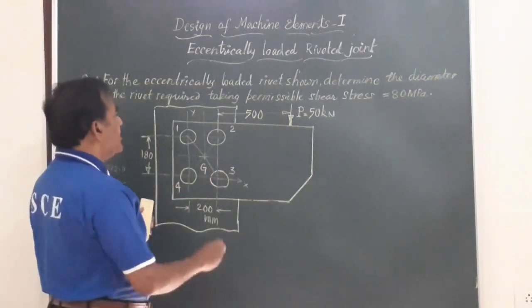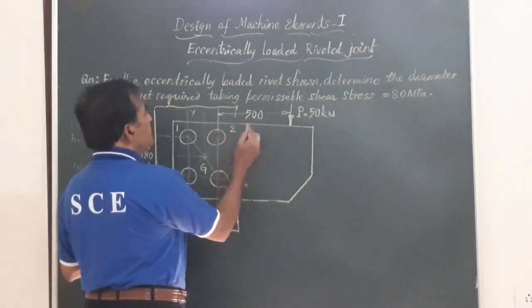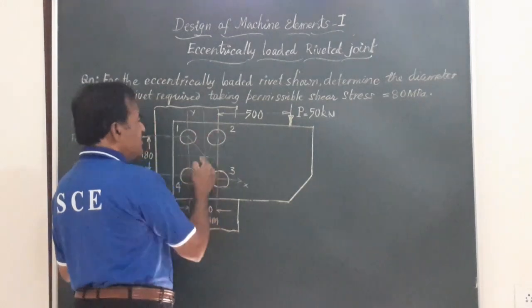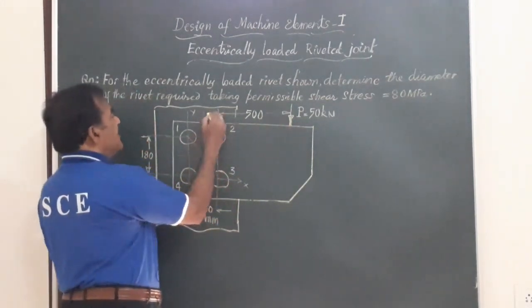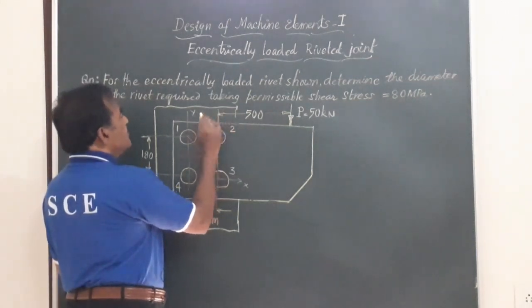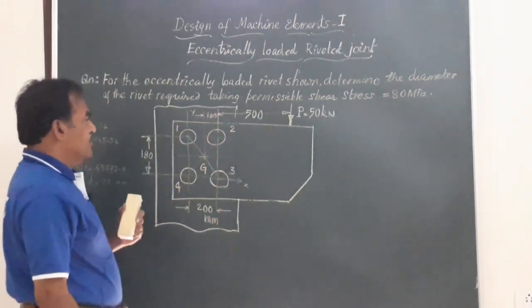And immediately you get into your mind a term called eccentricity, which is given by the distance between the load axis and the CG. So this is 500 and this gap is 100, and we will say this is equal to 600 millimeter, that is, eccentricity is equal to 600 millimeter.